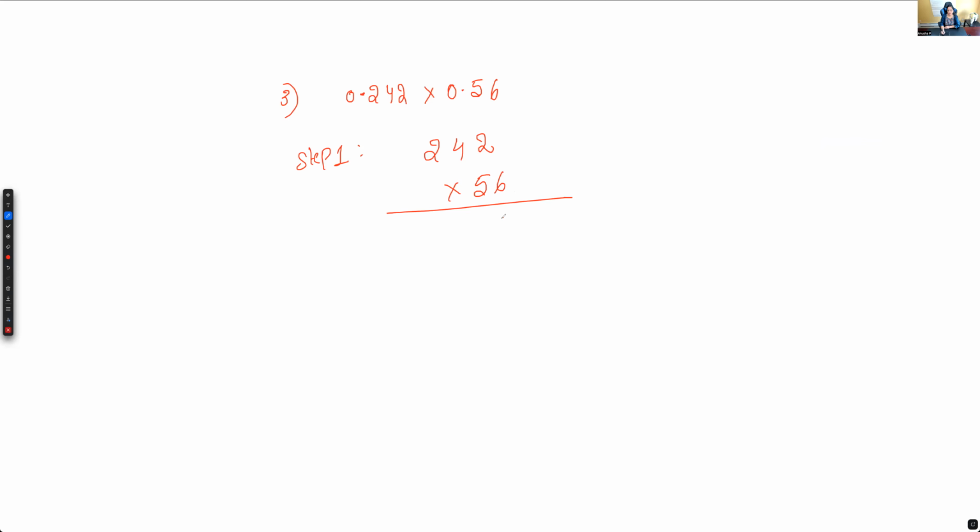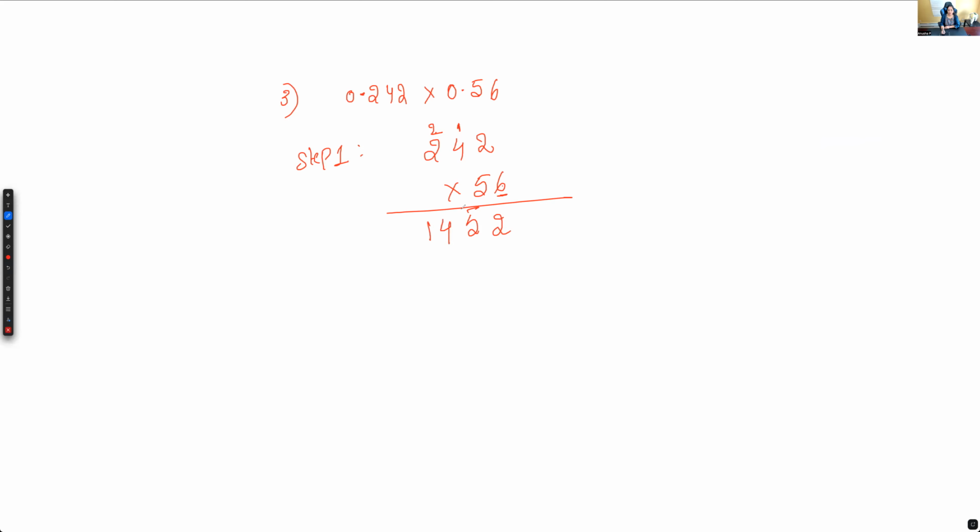6 times 2 is 12, so we got a carry 1. Now, 6 times 4 is 24. 24 plus 1 is 25. So we got a carry 2 now. Next, we will do 6 times 2, 12. Because we have a carry, 12 plus 2 is 14.